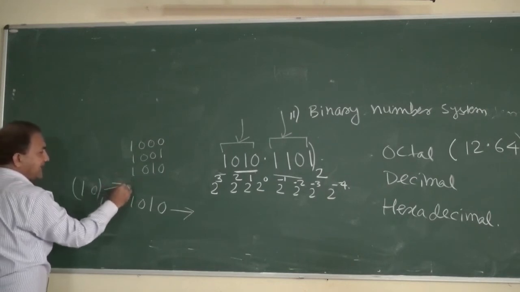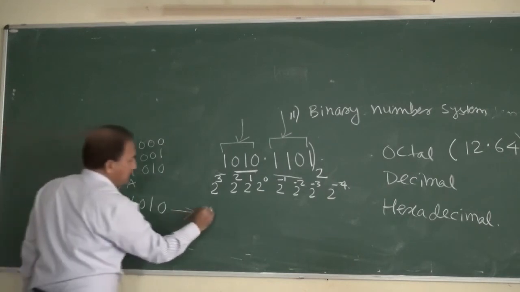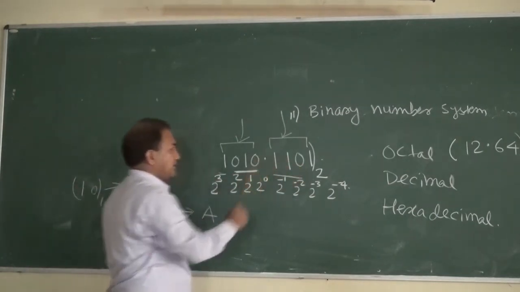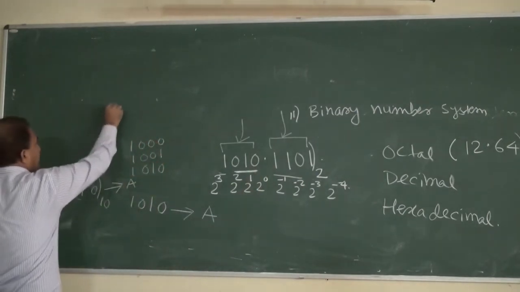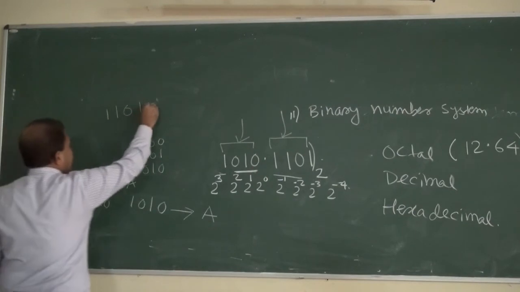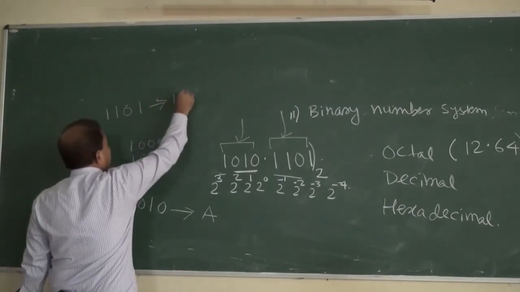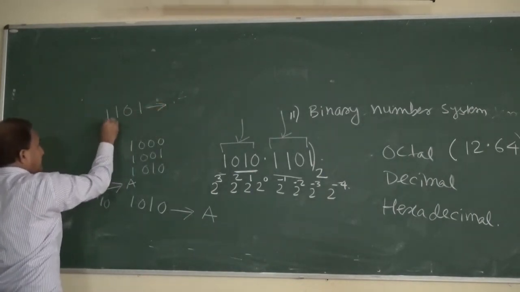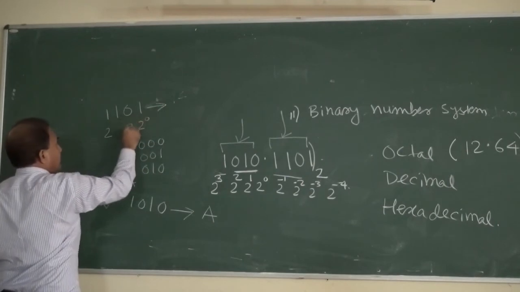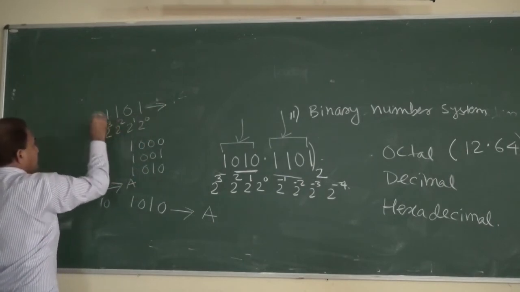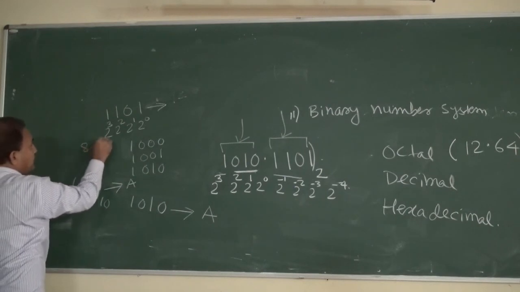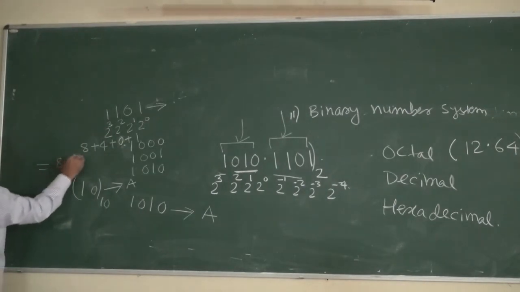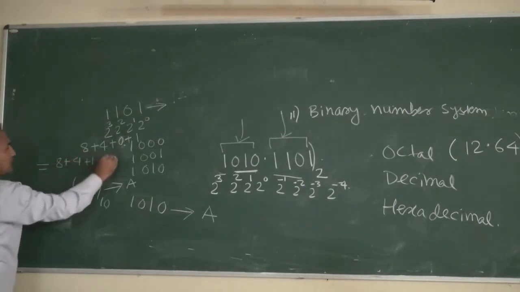How can you represent 10 in hexadecimal? It is A. So you write A. Similarly, 1101. It is equal to 2 to the power 0, 2 to the power 1, 2 to the power 2, and here it is 2 to the power 3. So it is 8 plus 4 plus 0 plus 1. It is equal to 13.